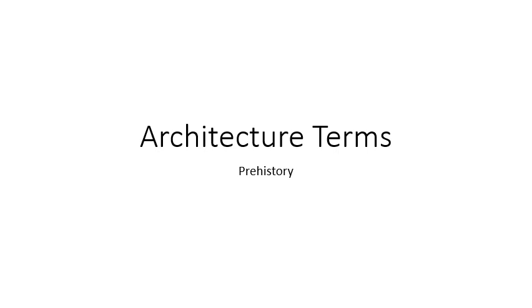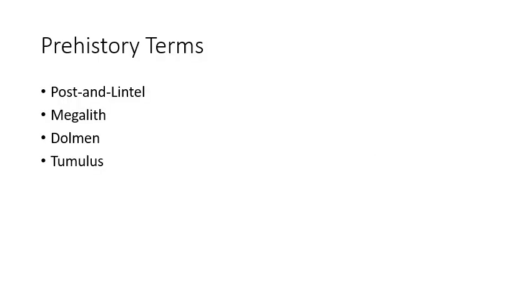This week we just have a few architecture terms to review. So we'll look at the definitions and examples of post and lintel architecture, megalith, dolmen, and tumulus. And these three things sort of go together.